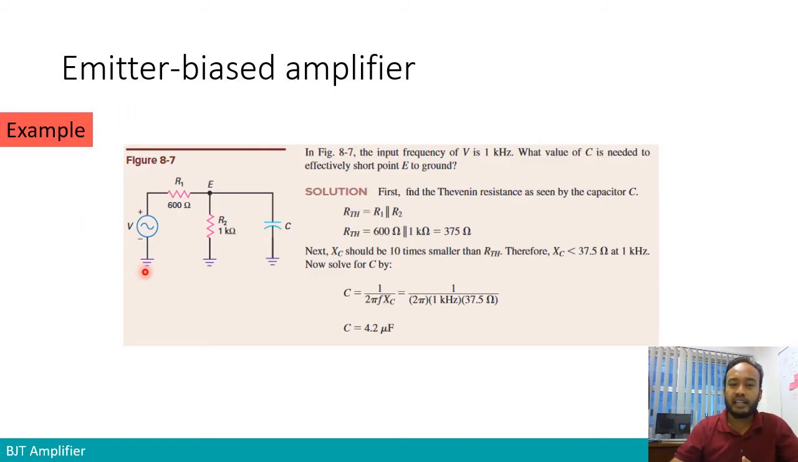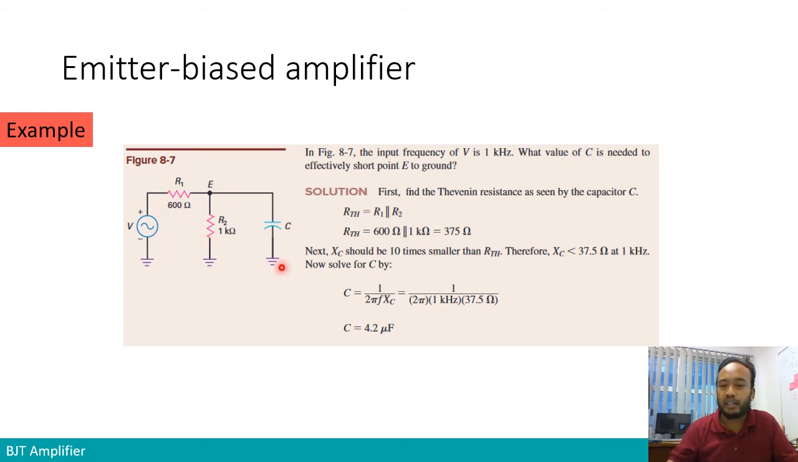So there is an example of how we calculate in the design of an amplifier circuit. If you are using an emitter bias amplifier, how do we choose a good value for the bypass capacitor? Let's have a look at this example. Imagine that in the circuit we have an input voltage over here, which is a sine wave, and the frequency is 1 kHz. So what is the value of C that gives us a good AC grounding? To do that, of course, here we have two resistors.